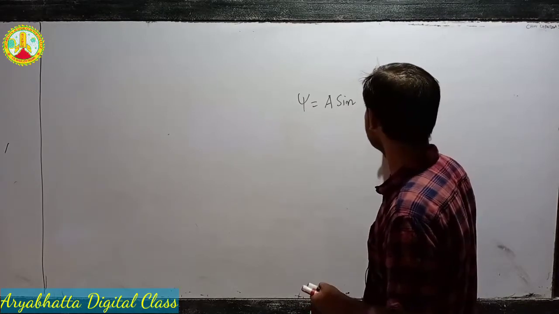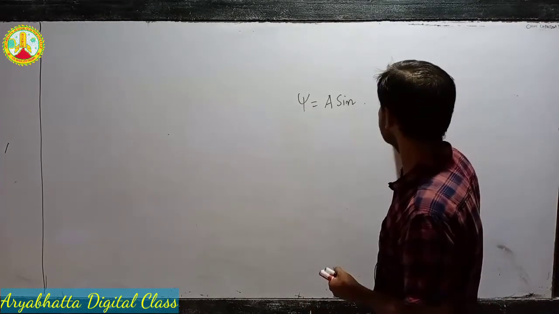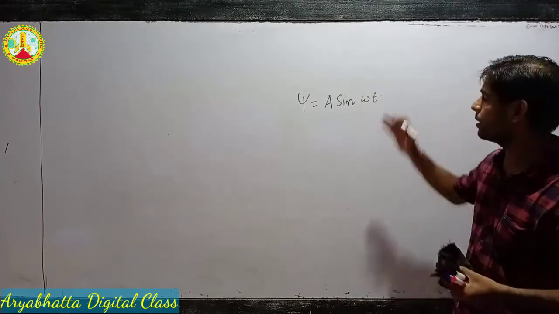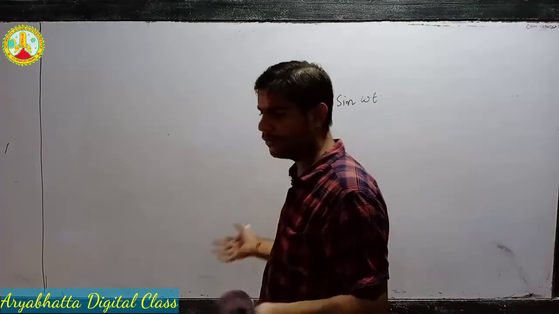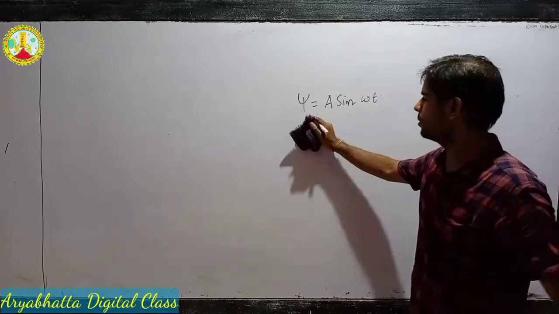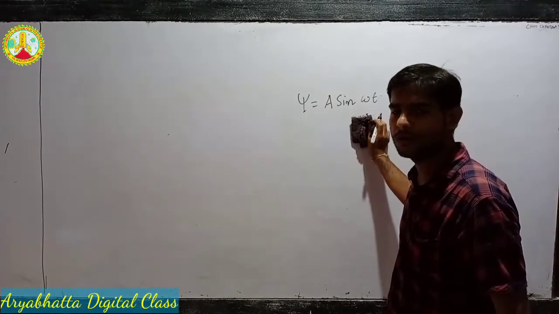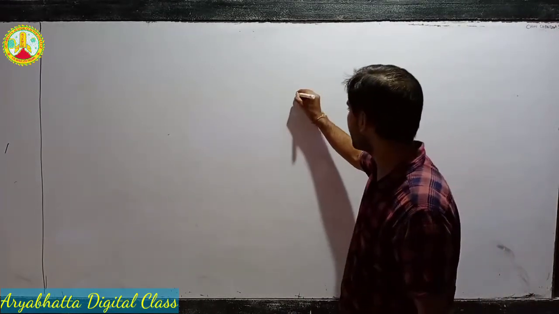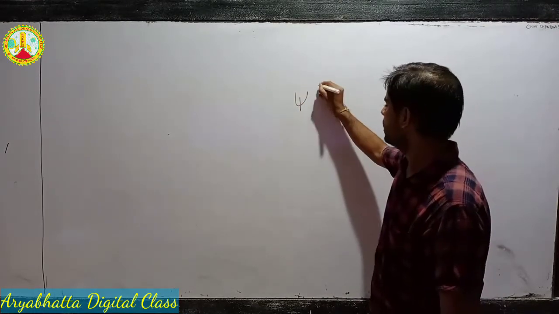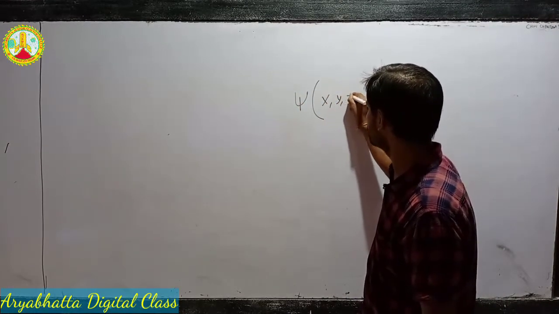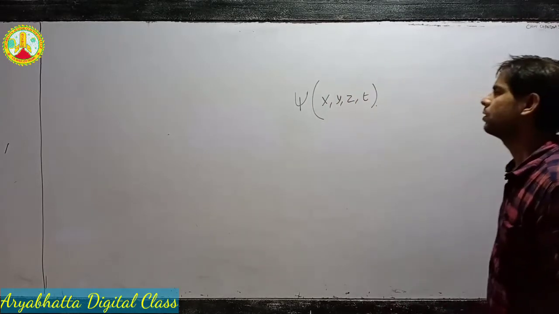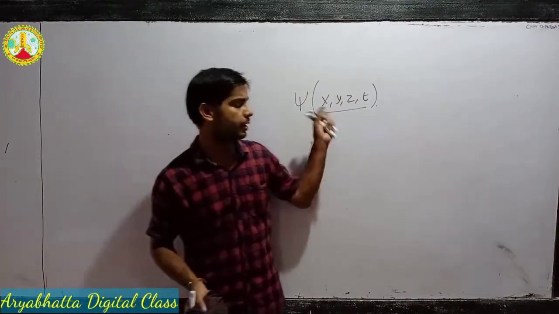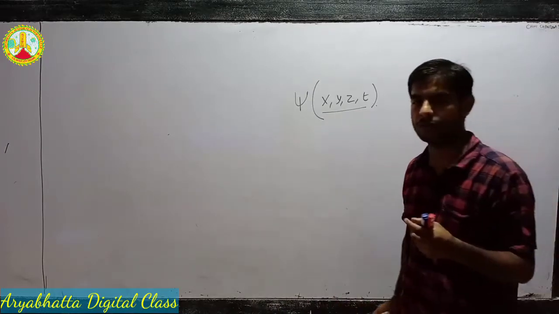2 pi lambda into omega t. So what we can do is derive this equation, considering it a wave, and finally it will reach E psi equal to H psi. The psi wave function is something related to x, y, z and t. That means space and time, that means at a particular time the location of the wave.